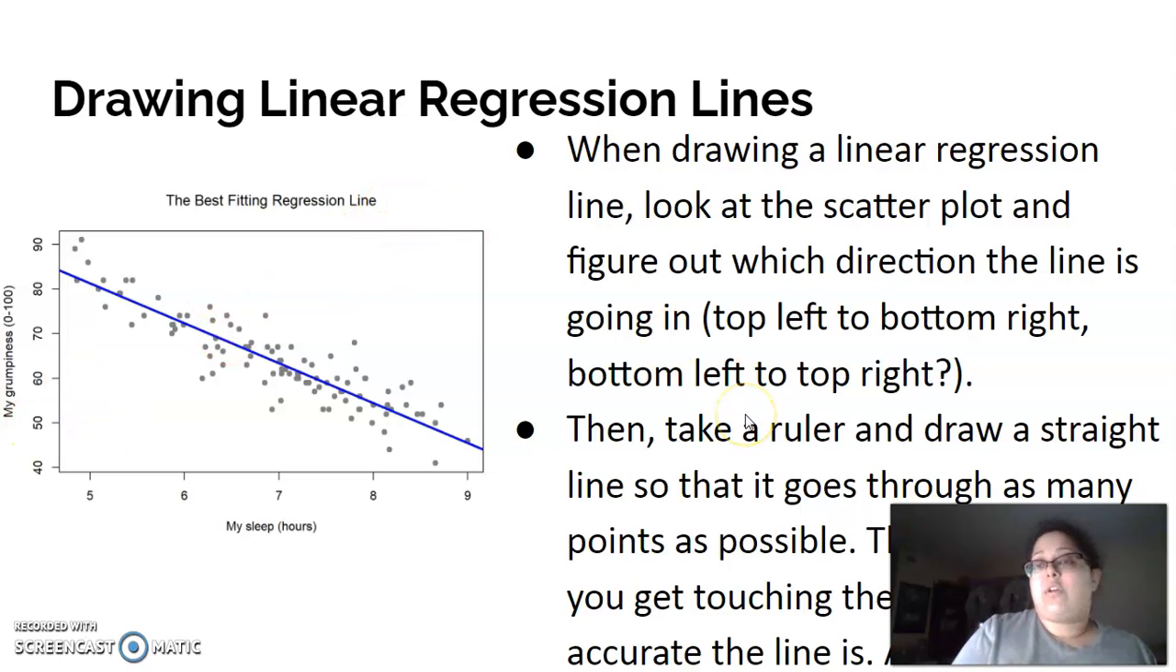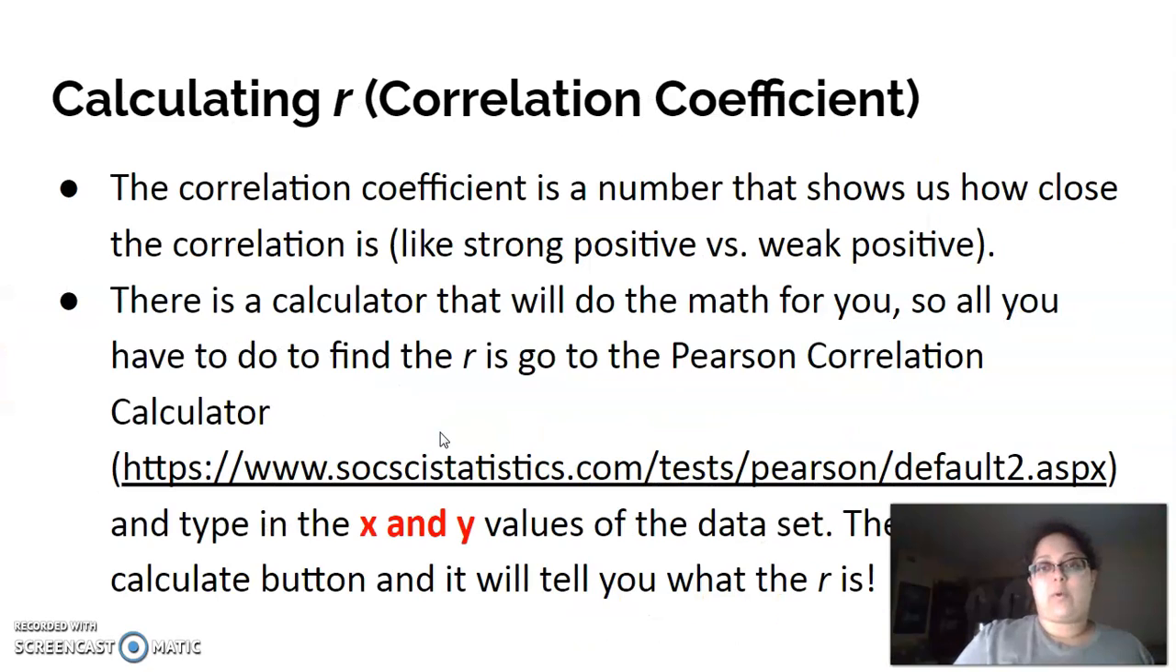Okay, and then all you have to do is take a ruler and line it up on the dots and try to draw a straight line so that it goes through as many dots as possible. The more dots you can get to touch the line, the more accurate the line is. And that's it. Like if you're looking at this one, it hits 1, 2, 3, 4, 5, like kind of 6, 7 here. There's like 8, 9, 10, 11, 12, 13, and 14 points that it kind of hits as it goes down this line. So that's like the best line that they could come up with, okay?